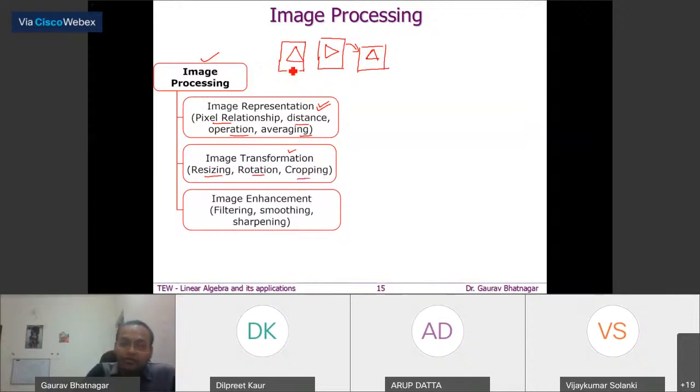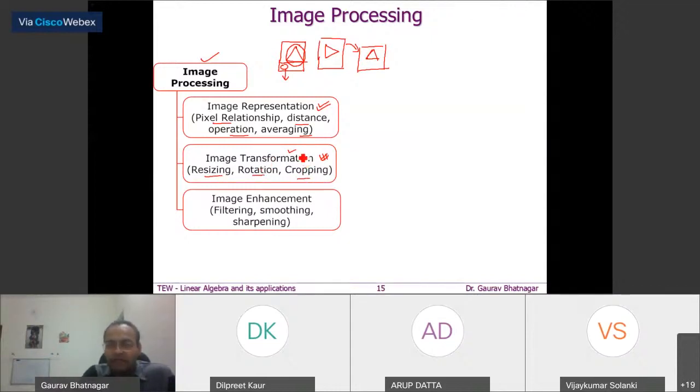Let's say there are two objects, and you don't want one of them in your image, so you can always crop your image so that only the intended objects are present in the image. So these are called the different kinds of image transformations which are required. I'm not giving a complete list. Even shearing, warping, and other transformations will also come into the picture. So these are the most commonly used transformations which we have.